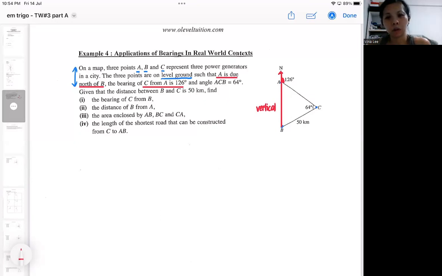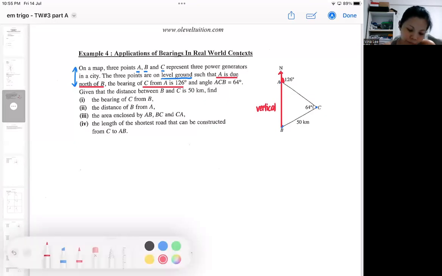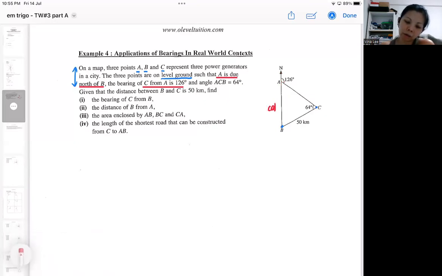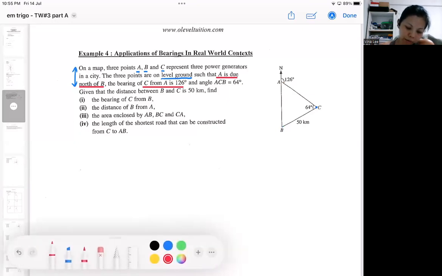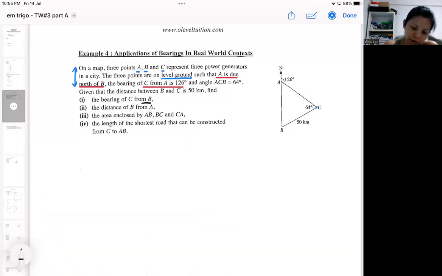In some O-level questions, not all the information is presented in the diagram. So you just have to be very mindful. Read for every single piece of information. Then you can attempt to answer the question. So for the first part, your job is to get the bearing of C from B.